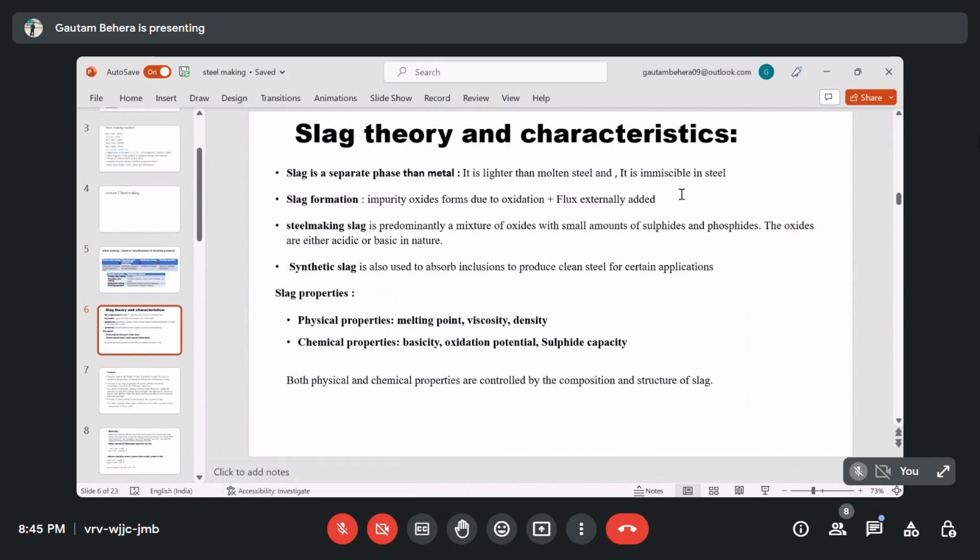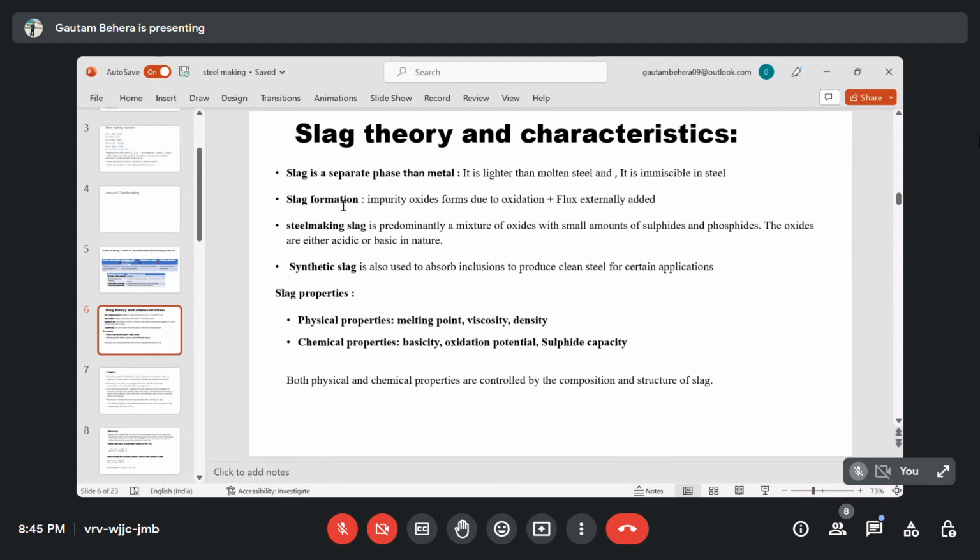So these are the two important points. It is immiscible in the steel and it is lighter. So during the steel making process also, slag remains on the top and the steel remains at the bottom of it, right? Because it is immiscible and lighter. Right? Then slag formation, we know how slag forms in the steel making process.